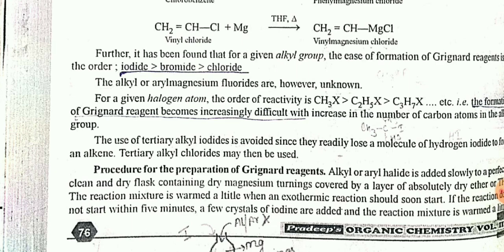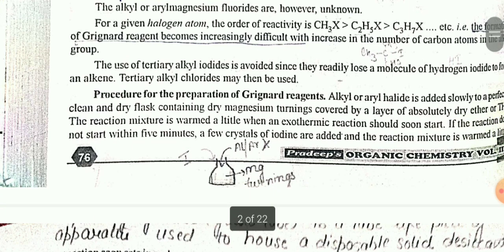For a given halogen atom, the order of reactivity is CH3X the highest, then C2H5X, then C3H7X, and so on. That is, the formation of Grignard reagent becomes increasingly difficult with increase in the number of carbon atoms in the alkyl group. The use of tertiary alkyl iodide is avoided since they readily lose a molecule of hydrogen iodide to form an alkene. Tertiary alkyl chlorides may then be used.